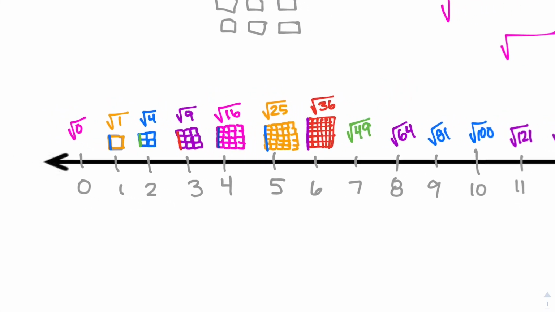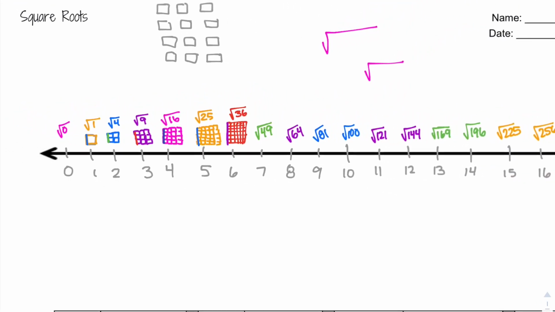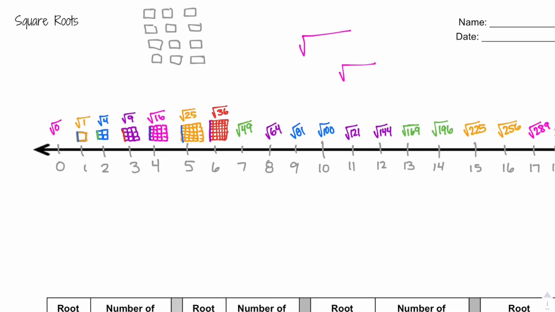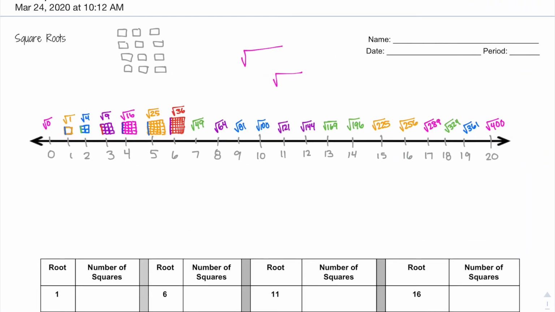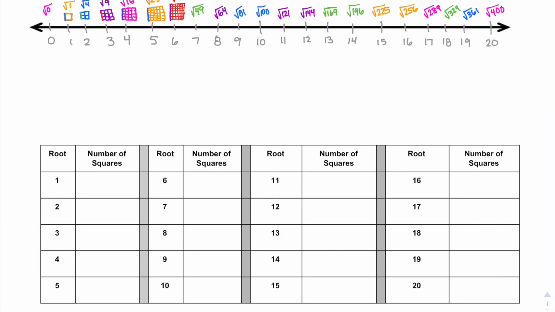And so these numbers at the top, 1, 4, 9, 16, 25, 36, 49, 64, and so on, those are called perfect squares because you can make a square using Cheez-Its or Starburst or square inch pieces of paper, and you can create a perfect square using 25 Cheez-Its. Okay, so let's go down here. I talked about roots and the number of squares, and so let's go through this.